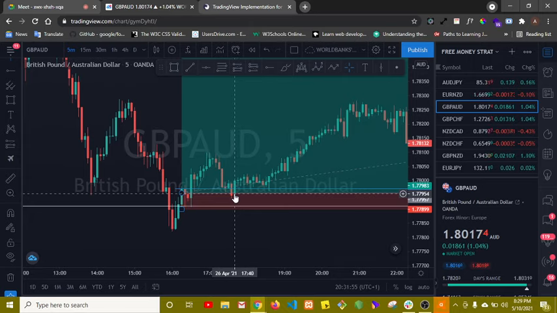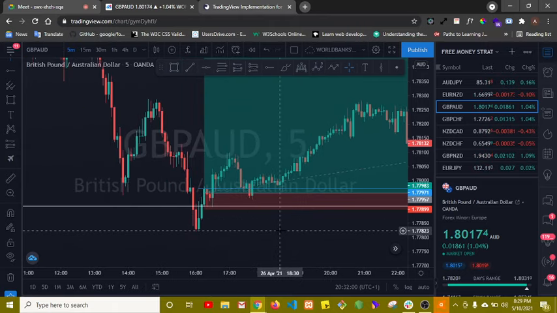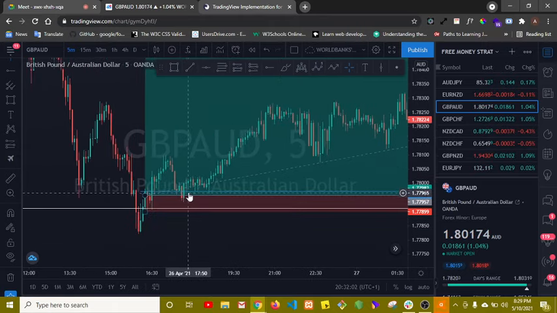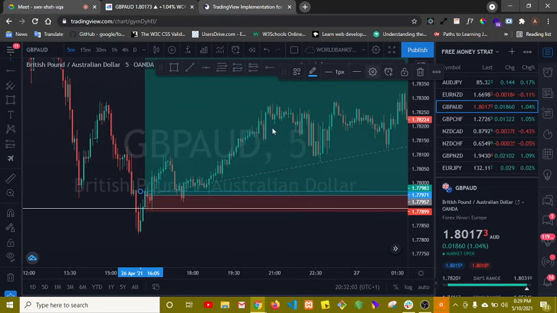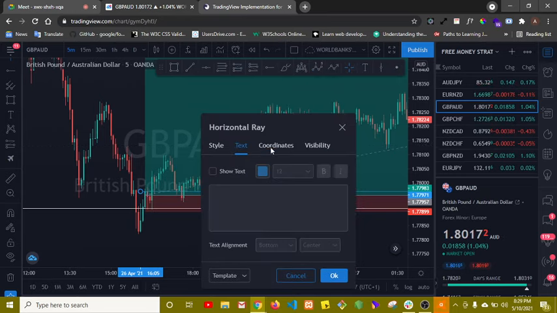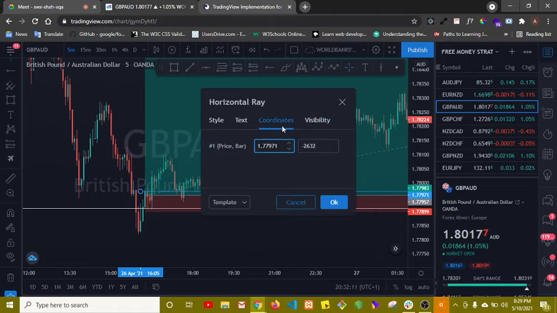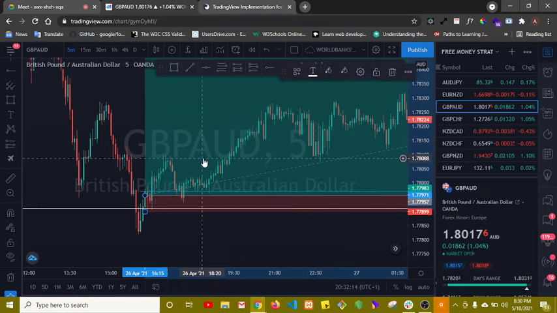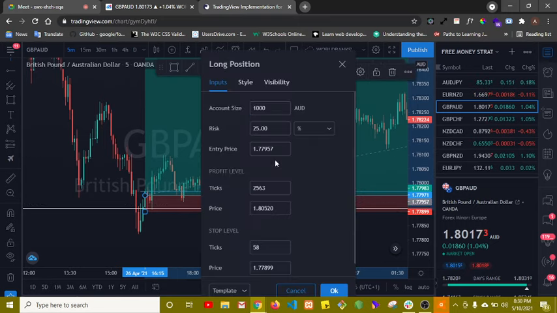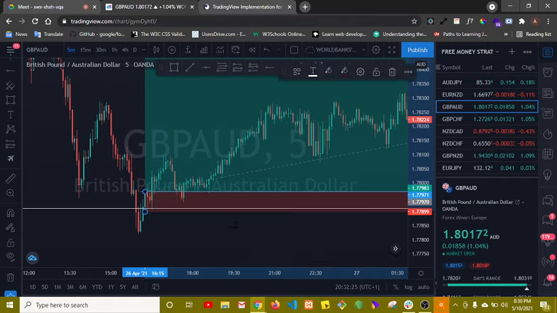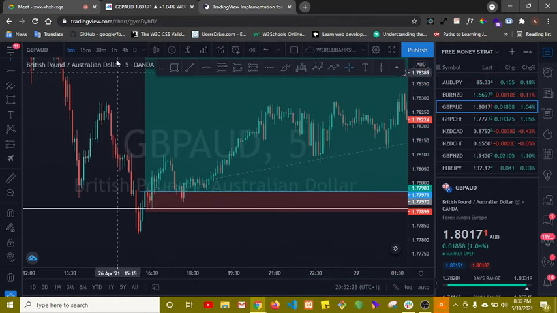Then you round it up to the nearest whole number. Never forget, because this is an institutional strategy. So you round it up to the nearest whole number. Let's check. Let's try to round it up. Text, coordinates, style, price, no, cancel. Sorry, this is what I need. Yes, entry price 560. So it's moved up a little bit.